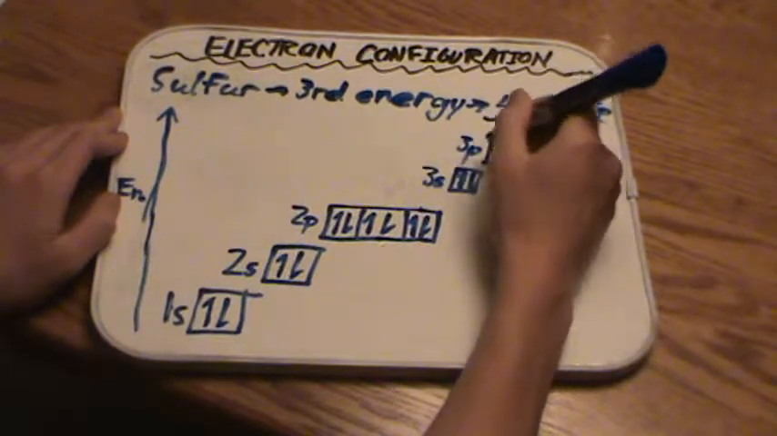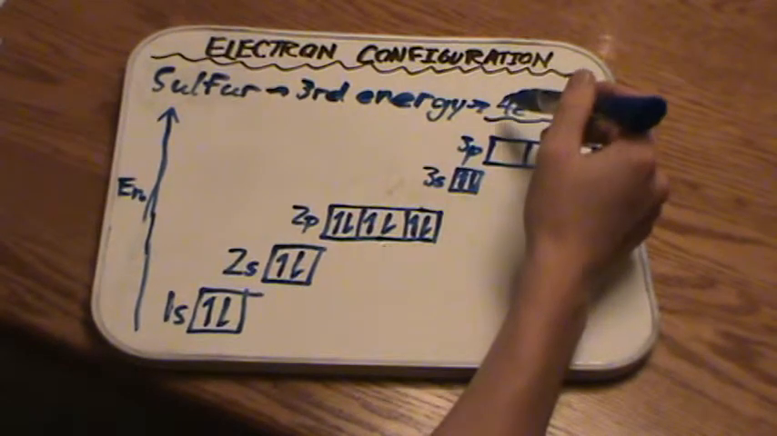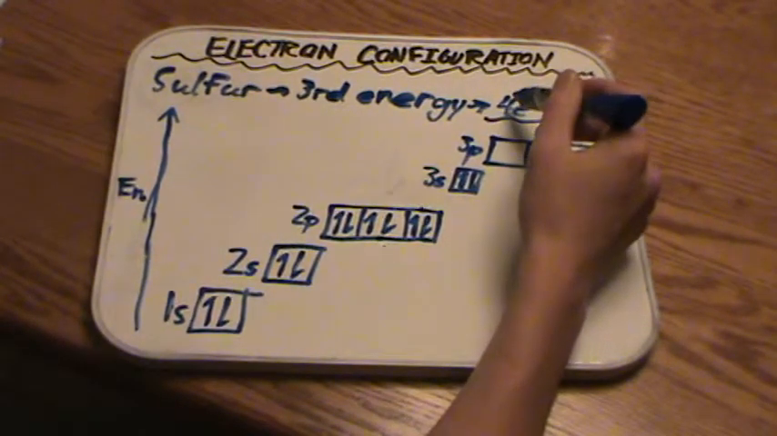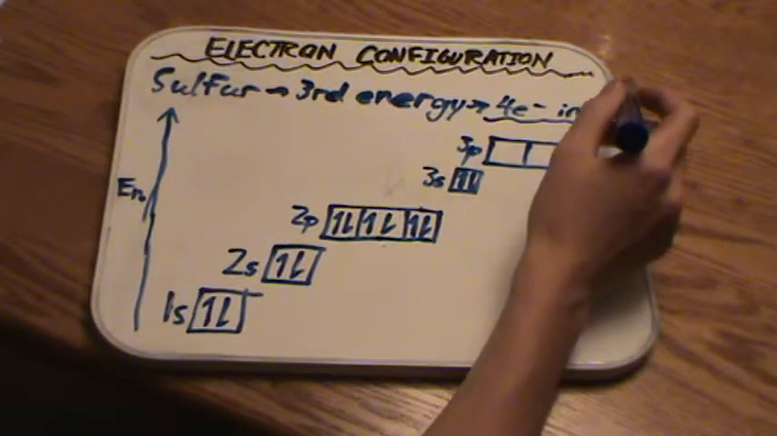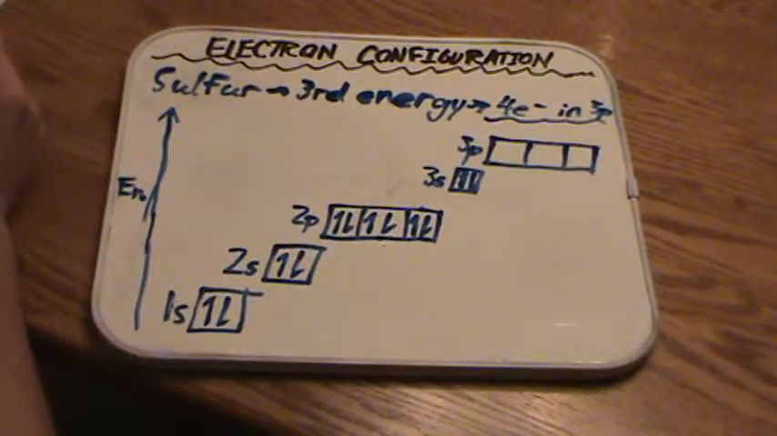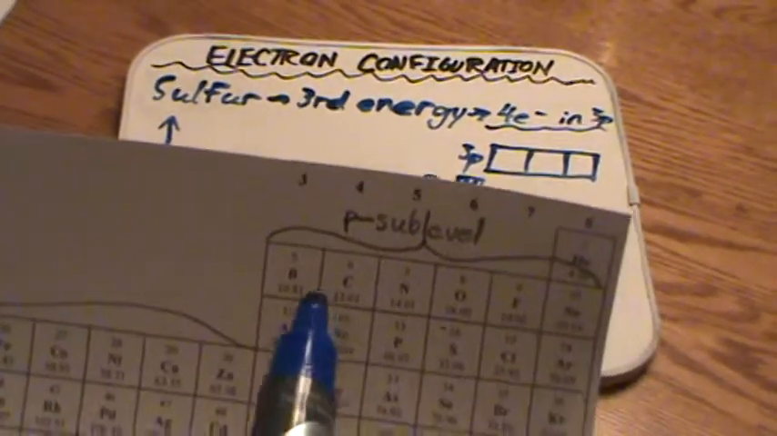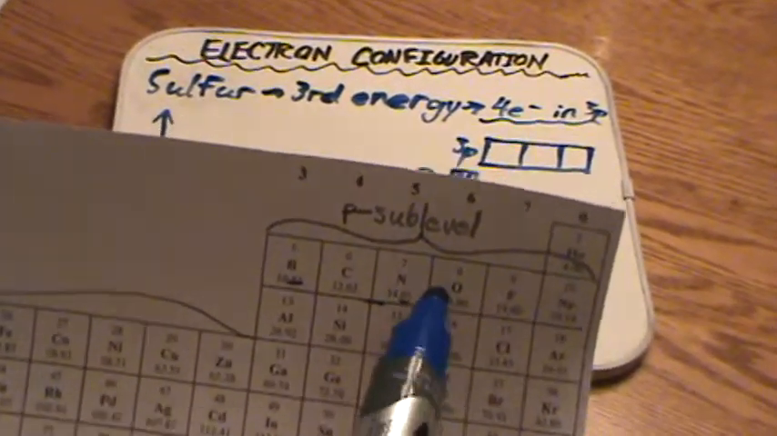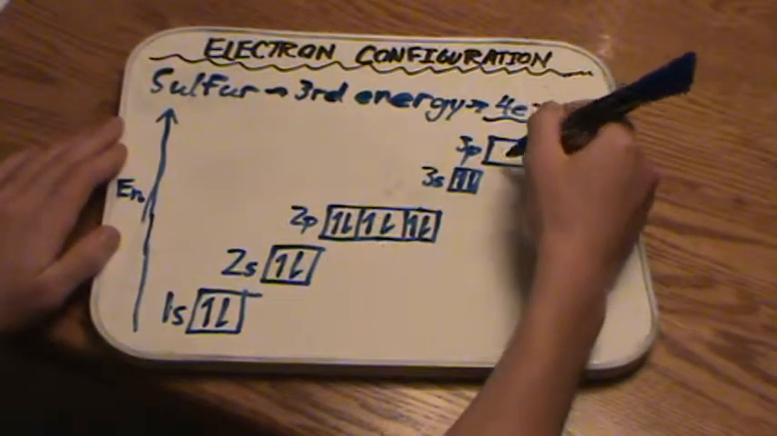Okay, 3p. And as we've seen, sulfur is in group 6, which means that it has 4 electrons in the 3p orbital. Because as we know, the p sublevel is represented by the groups between groups 3 and 0 or 8. And so therefore 6 is 1, 2, 3, 4. So there are 4 electrons in this 3p sublevel.